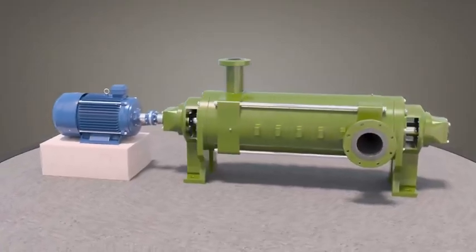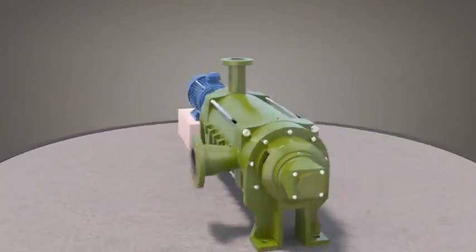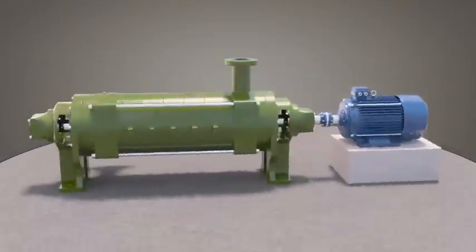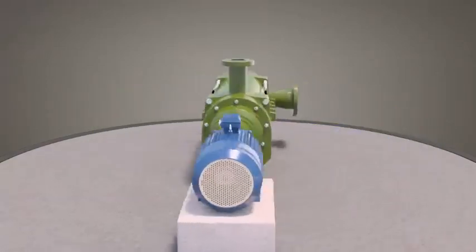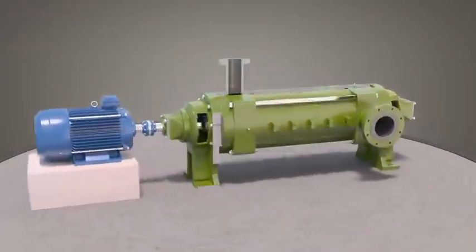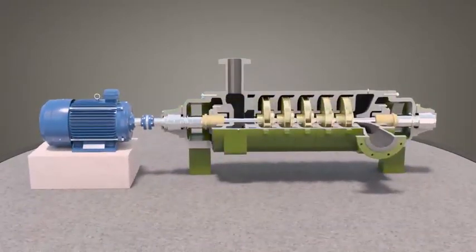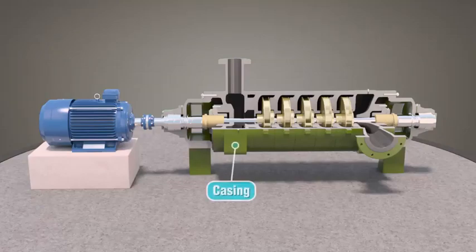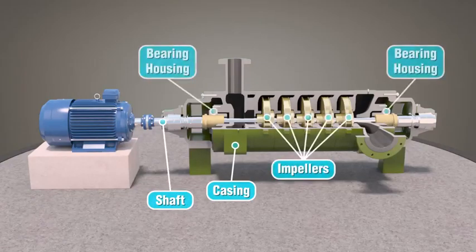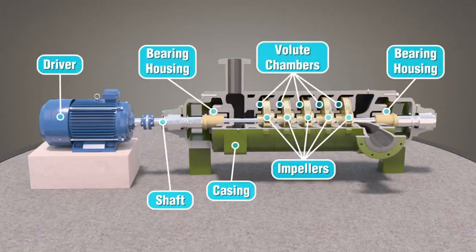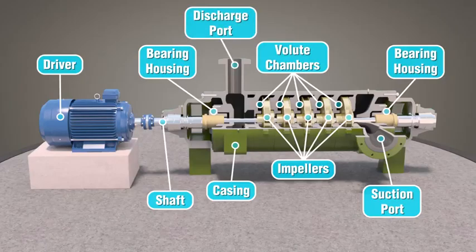A multi-stage centrifugal pump transports fluid at a much higher discharge pressure by using two or more impellers. The main components of a multi-stage centrifugal pump consist of the following: the casing, shaft, impellers, bearing housing, driver, volute chambers, suction port, and discharge port.